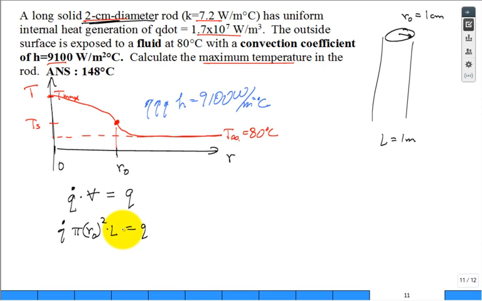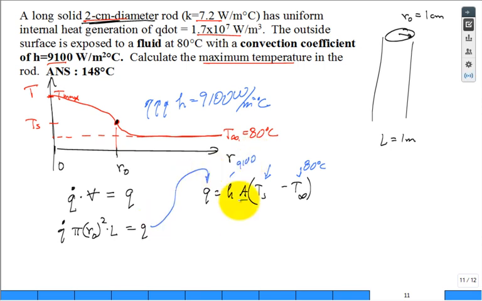All right? Then I come over and I say, what is my rate equation out of chapter 1 to get off of the surface and into the fluid? It's called Q is equal to HA times TS minus T infinity. In this equation, I'm looking to solve for TS, the surface temperature. But this one is my 80 degrees C. My H is my 9,100. And the Q is there.